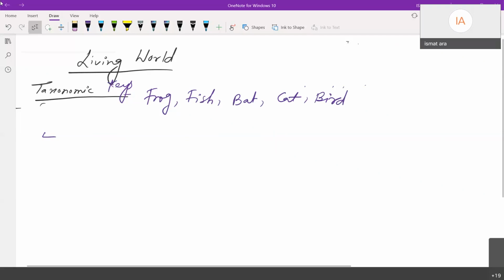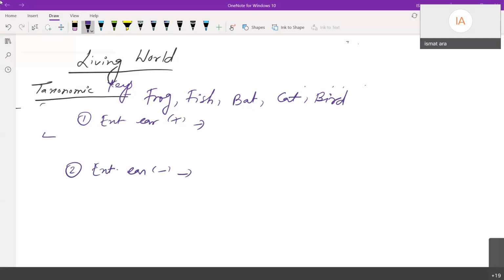Now categorize them. How? On the basis of external ear present and external ear absent. The external ear present, that is bat, cat. Only these two. Why? Because these two are mammals. In mammals, external ear present, that is pinna. External ear absent: frog, fish, bird.